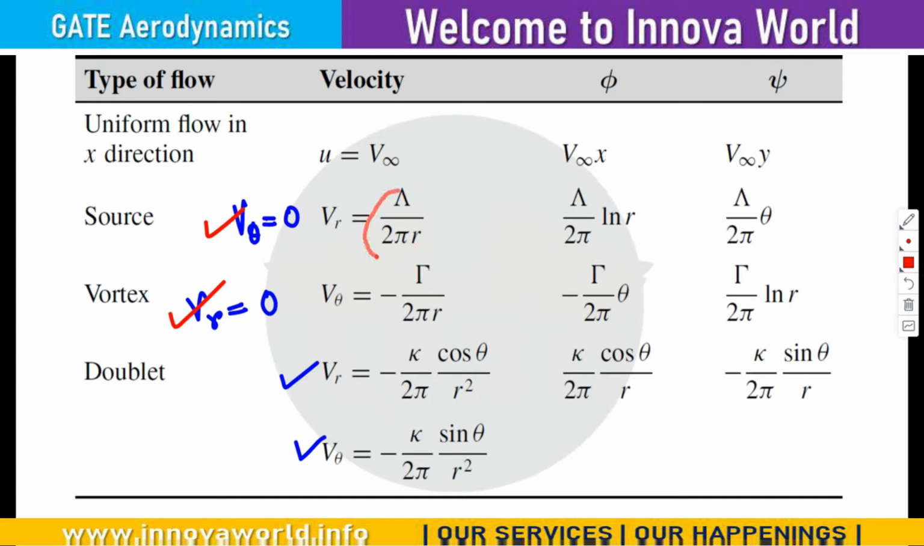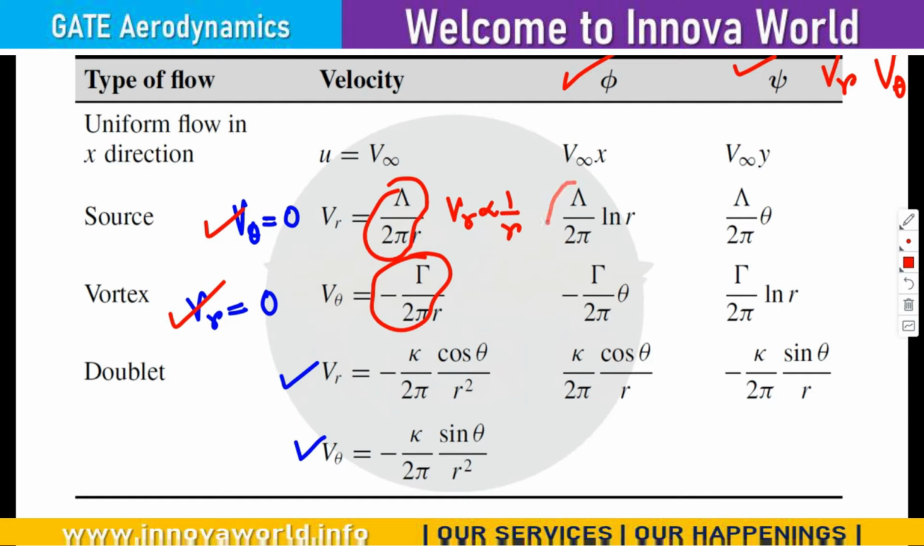That is a fundamental fact. These are the constants. So both are inversely proportional to R, either radial or tangential. Now how to remember the phi function and psi function? Once you remember this phi and psi function, you can obtain the VR and V theta value, or vice versa. From here also you can find out the phi and psi value.